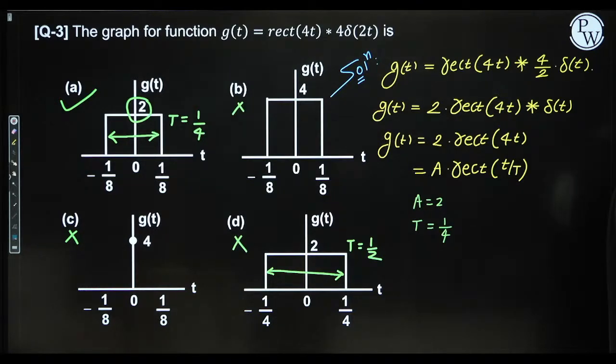Which college can I get in? 55 number in GATE. So it depends on your branch, ECE, electrical, instrumentation.